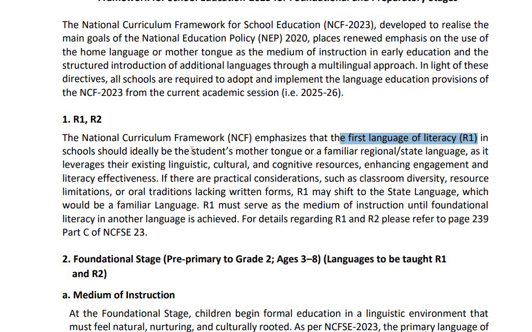The National Curriculum Framework emphasizes that the first language of literacy, R1, in schools should ideally be the student's mother tongue or familiar regional or state language. If there are practical considerations such as classroom diversity, resource limitations, or oral traditions lacking written forms, R1 may shift to the state language, which would be a familiar language. R1 must serve as the medium of instruction until foundational literacy in another language is achieved.